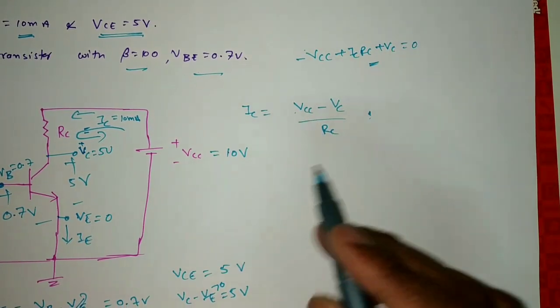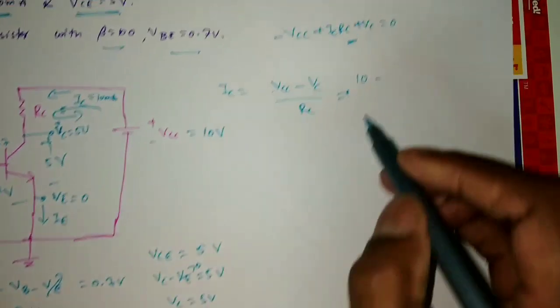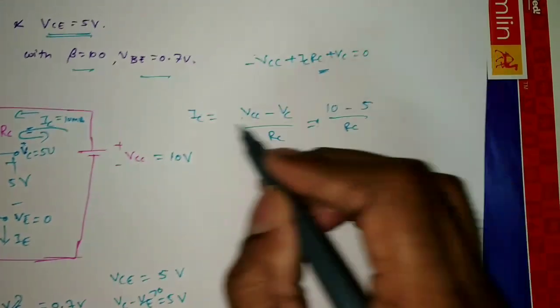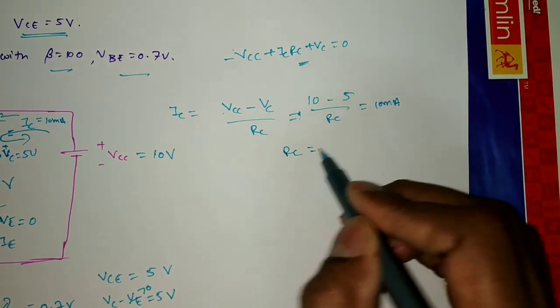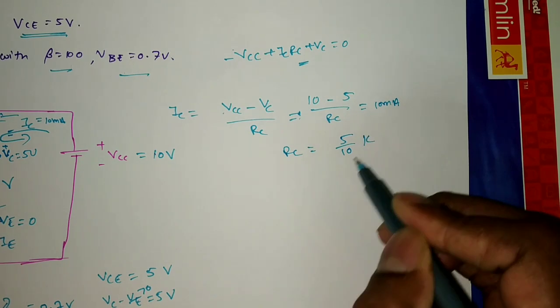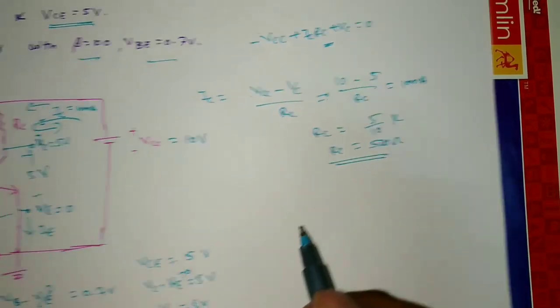Then we can get IC like this. What is VCC? 10 volts. VC we got 5 volts, divided by RC, and IC is given 10 milliampere. So RC is 5 by 10 kilo, so it is 500 ohms. That is RC.